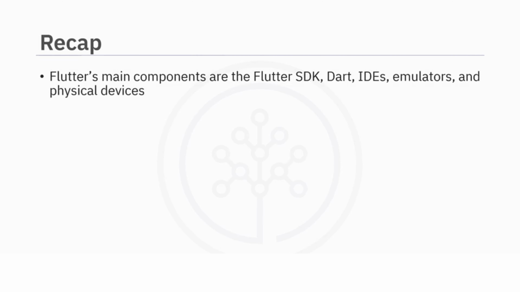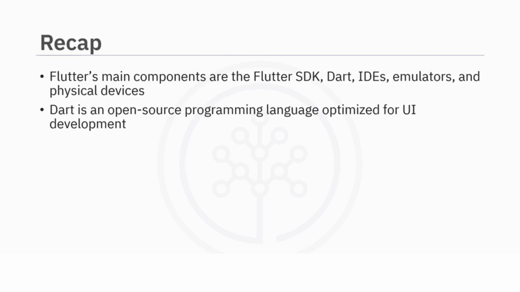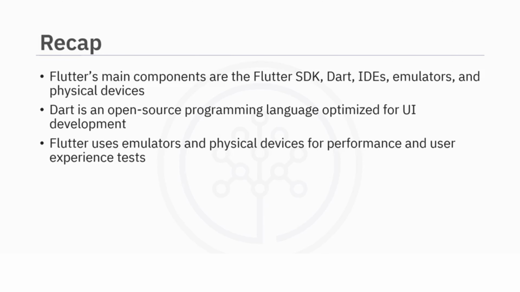In this video, you learned that the main components of Flutter development include the Flutter Software Development Kit, SDK, the Dart programming language, integrated development environments, IDEs, and emulators and physical devices. Flutter applications are written in Dart, an open-source programming language that is optimized for user interface UI development. Flutter uses emulators and physical devices to test the performance and user experience of apps on different devices.